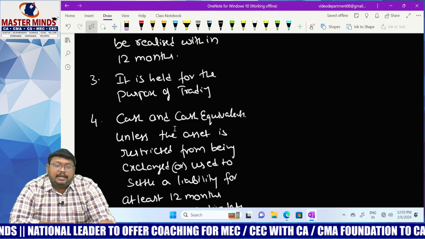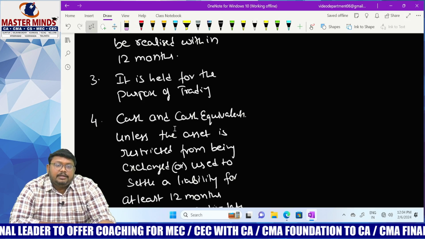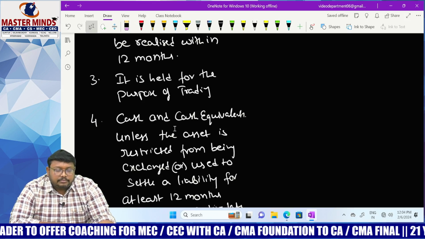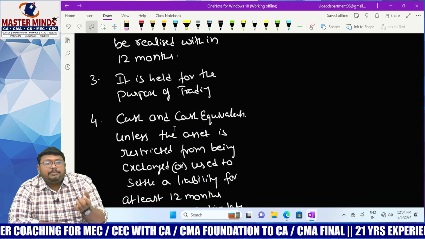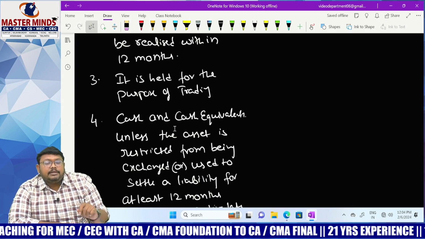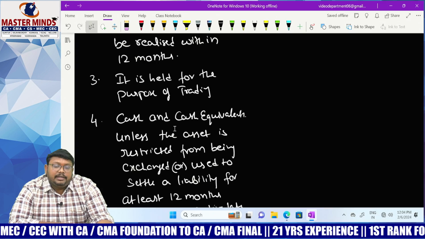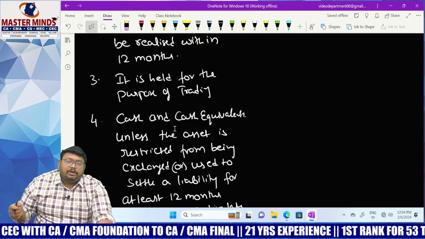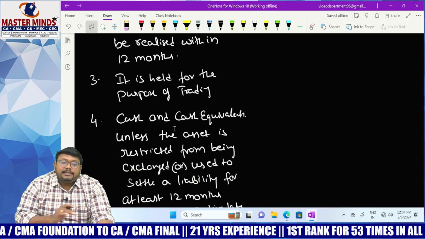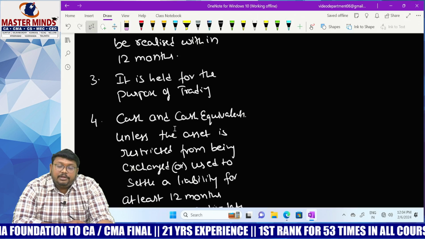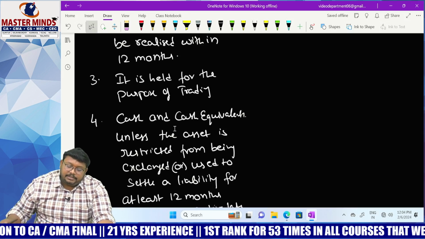Unless such assets are being exchanged or used to settle a liability. That means you have some amount of cash invested in marketable securities, and you keep those securities for 12 months because you have a purpose: in future, you have to settle a liability. So you kept that instrument for a long period. If it is more than 12 months after the reporting period, then it will not be considered as cash, and it will not be considered as a current asset. So that is the thing.